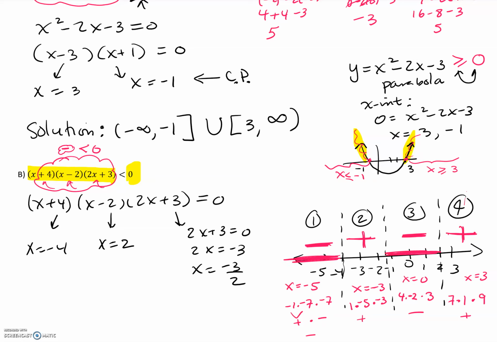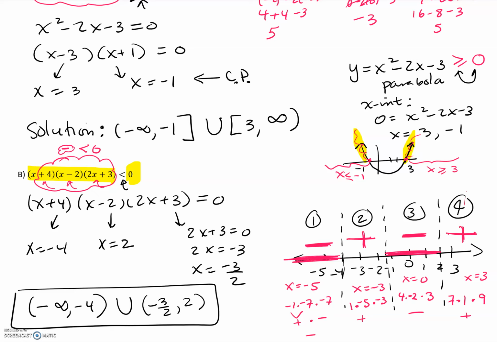And since there is no equal sign, I'm going to leave those open, not include them. So negative infinity to negative 4, leave parentheses open since there's no equal sign. Union, the next part picks up at negative 1.5 or negative 3 halves and goes all the way to 2. So that is my final solution in interval notation for this inequality. Again, all we did was pop out critical points, test regions, and keep the sign that the problem required me to keep. Now let's think about this graphically.